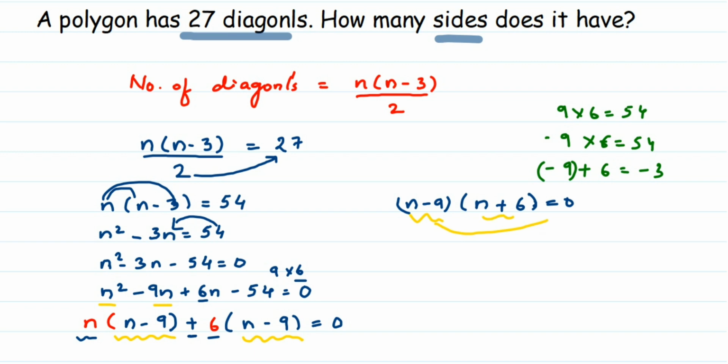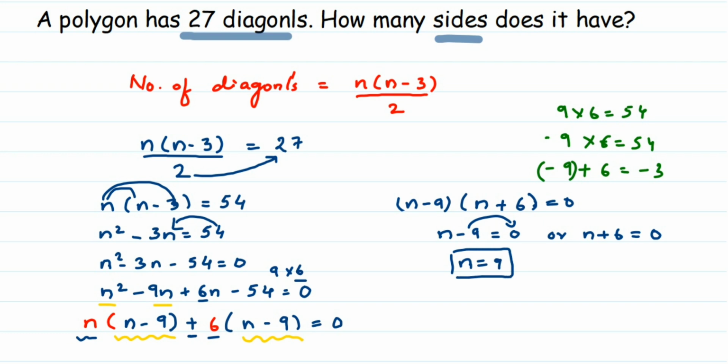Any one of them is equal to 0, right? Or both can be equal to 0. And that is why I'm getting it is equal to 0. So let me rewrite this. If n minus 9 into n plus 6 is equal to 0, which implies that n minus 9 will be equal to 0, or n plus 6 will be equal to 0, or both can be 0. If n minus 9 is equal to 0, then we can transpose minus 9 to the other side. I'll get n is equal to 9. Yes, so I got n value is equal to 9.